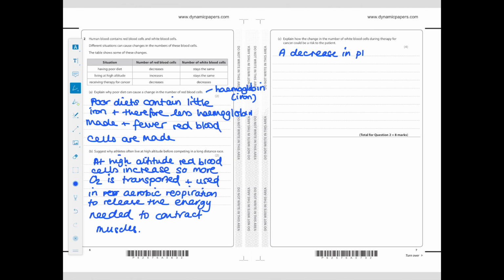And what is the role of phagocytes? Well, remember that they engulf pathogens. So a decrease in phagocytes means that fewer pathogens are engulfed.